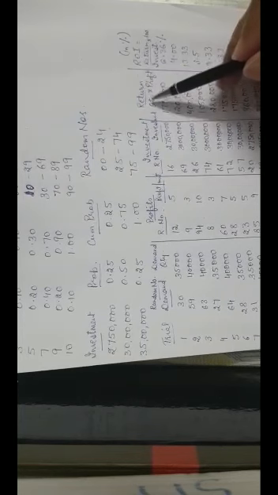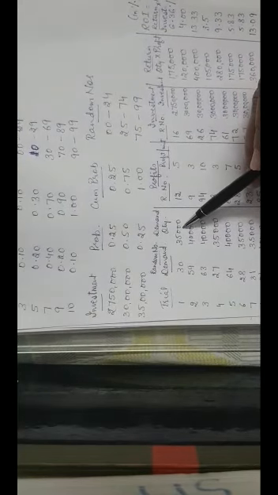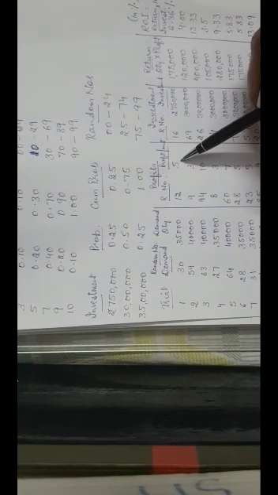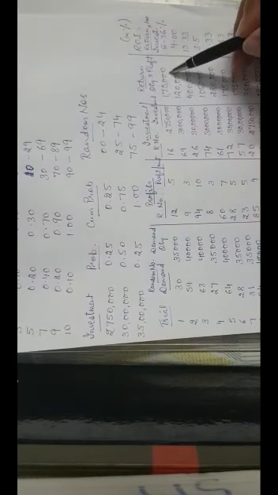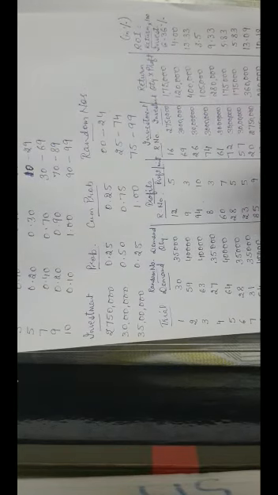So the formula would be quantity into profit per unit. If the quantity demanded is 35,000 and the profit per unit is 5 rupees, then the return would be 35,000 into 5, that is 1,75,000. Similarly, 40,000 into 3 is 1,20,000. That goes for return.